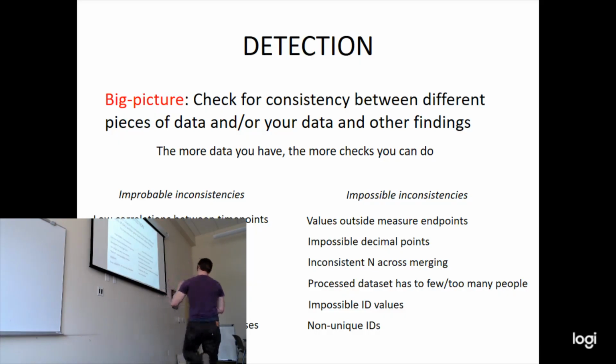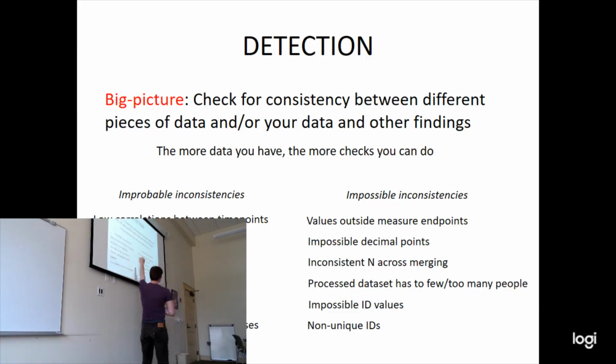The impossible inconsistencies, well, we've already mentioned quite a few of these. So we mentioned values that are just outside of what's possible on a particular measure. You might do a quick check for every value in this data set: are there any values that are above 7 on a 1 to 7 scale? Those have to be errors. There's no other possible explanation.